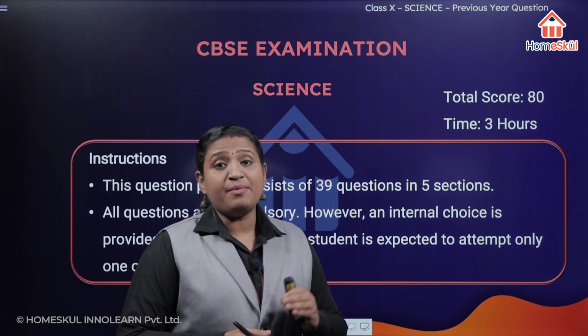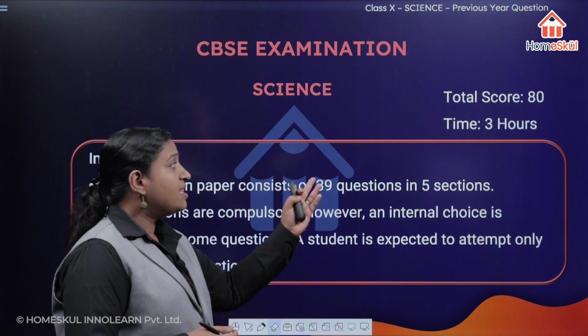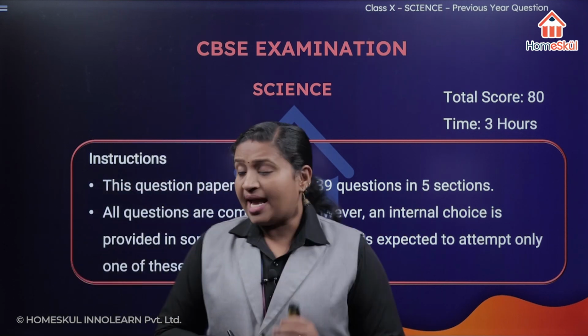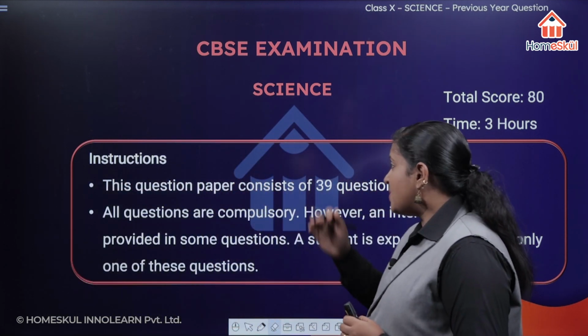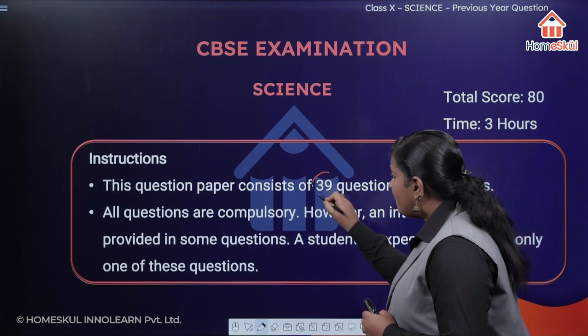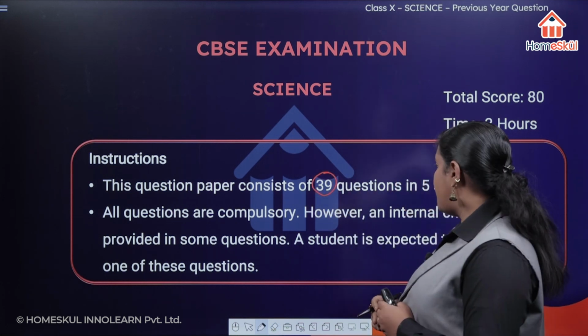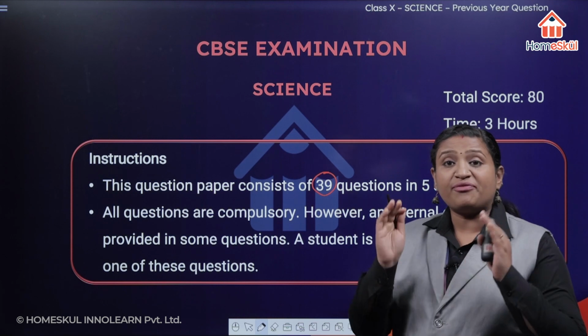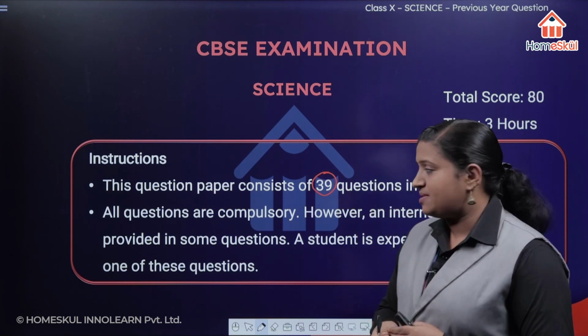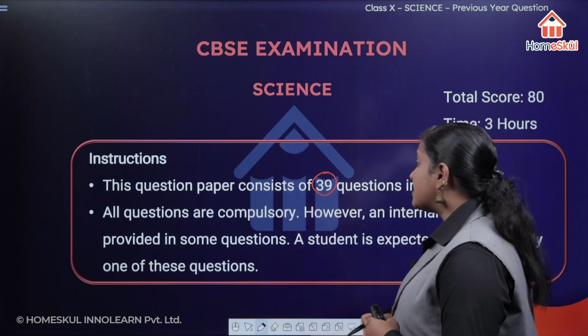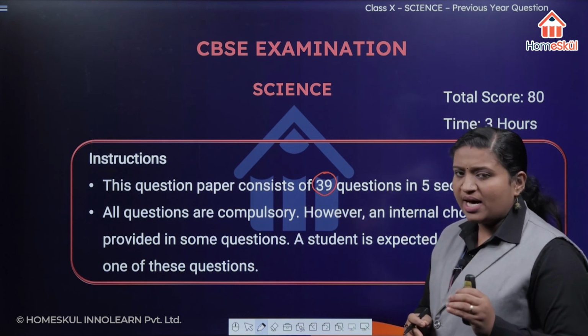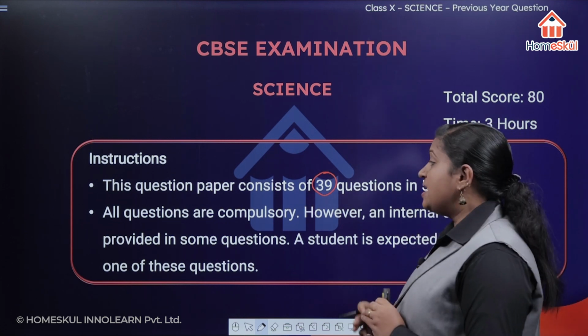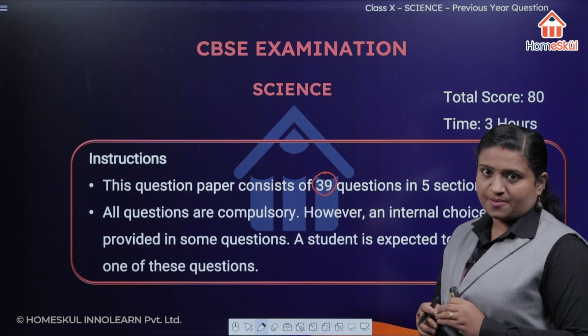So let's analyze the science sample question paper, and here we have questions out of 80 marks. And the time duration of the examination will be 3 hours. Then this question paper will have a total of 39 questions and it consists of 5 different sections. All the questions are compulsory. However, an internal choice is provided in some questions.